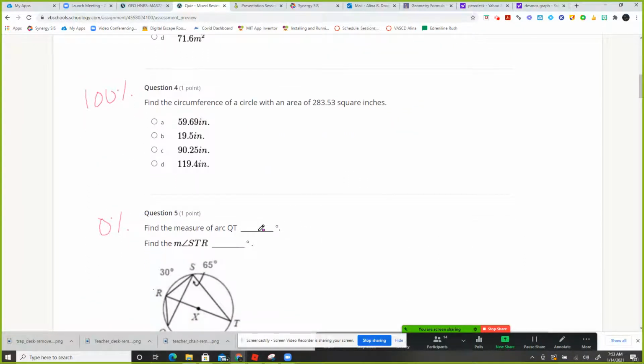Question number 4, the circumference of a circle is what I want to find, and the area is what I'm given. So props to everybody who got this one right. This is a tough question, right? Or at least you got to go through some steps. If I know the area equals pi r squared, and I know that equals 283.53, I want to divide by pi because I want to get the r by itself.